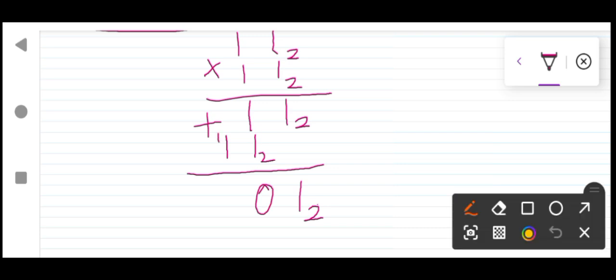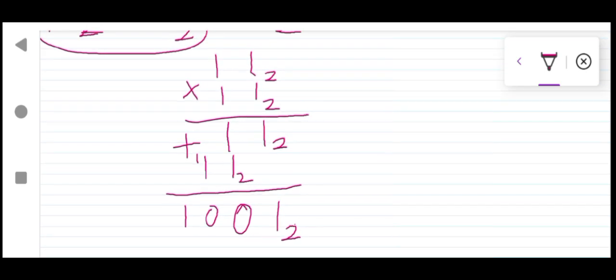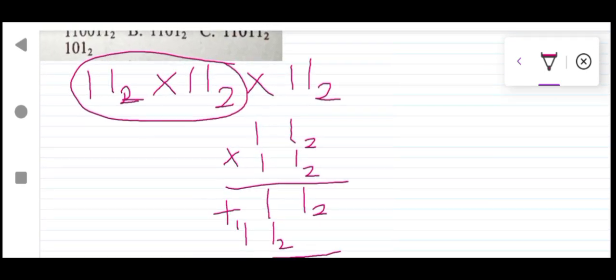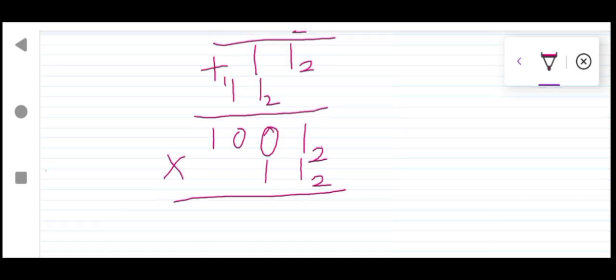And next we have 1 plus 1, that's 2. And because this is equal with the base, that becomes 10. So we have 10 right there. But don't forget that what we have just done is these two parts. We've just multiplied these two parts, so we need to multiply with the last part, which is 1 base 2. So let's continue the process. Times 1 base 2. So let's do the product of this again.